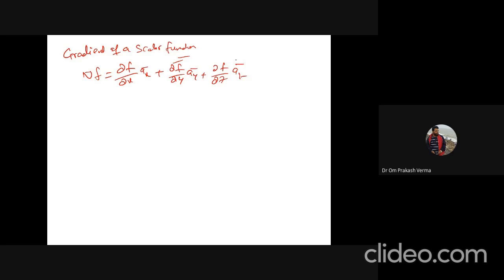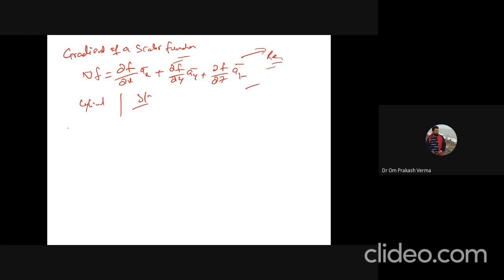And we have also seen it in cylindrical and spherical coordinates. This is the rectangular coordinate system, and we have discussed the cylindrical as well as the spherical coordinate systems. We have also done two numerical problems on this.